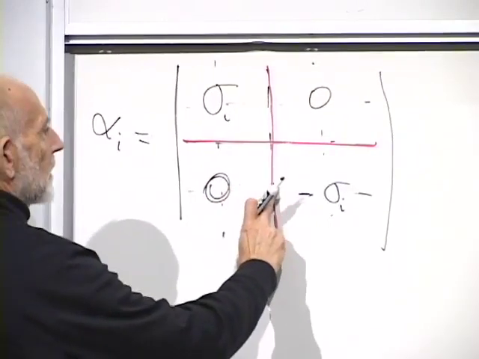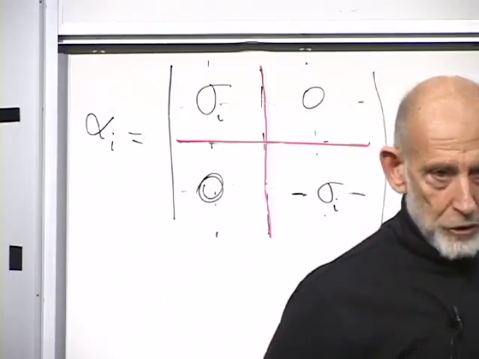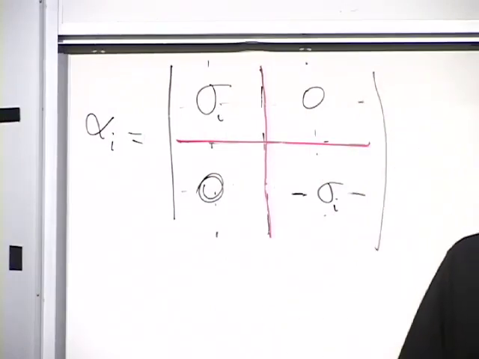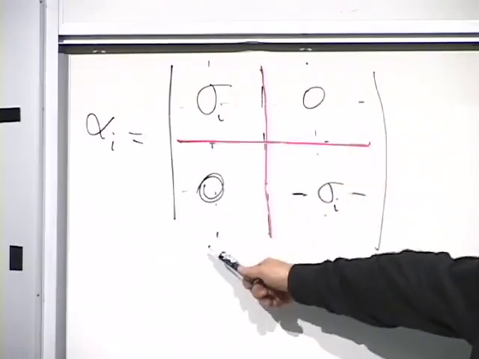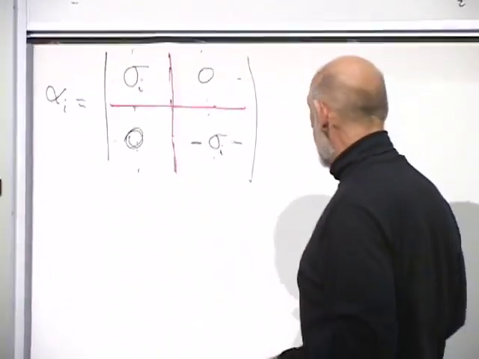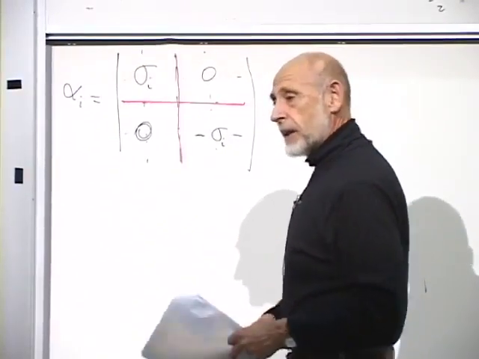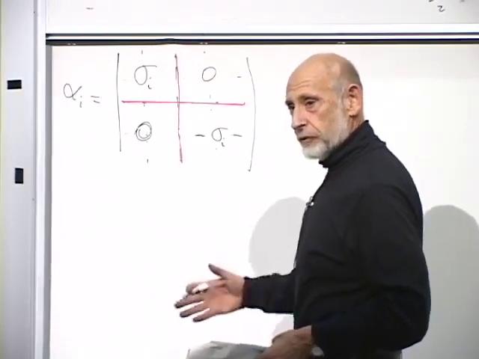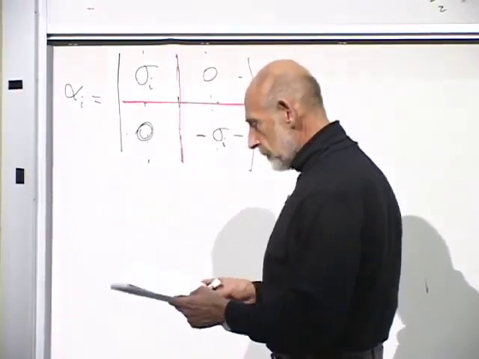I told you I used a different representation last time. They are equivalent. I think last time I put the sigmas off diagonal, did I? Yeah, they are equivalent. They're mathematically equivalent, and there are similarity transforms which relate them. But I like this one better. I decided I like this one better.